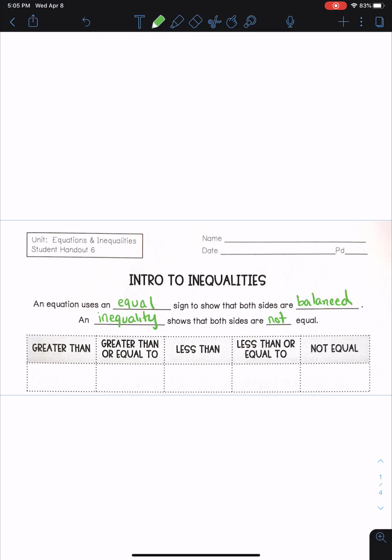So, I'm going to fill in these boxes, and you can pause the video or rewind it whenever you need to come back to it and look at it. Greater than is going to point this way. Greater than or equal to has the line below it. Less than or equal to, and then not equal to is going to be an equal sign, but it's going to have a line through it. Okay, so those are the symbols we're going to work with for inequalities. And then we're going to go ahead and start solving.